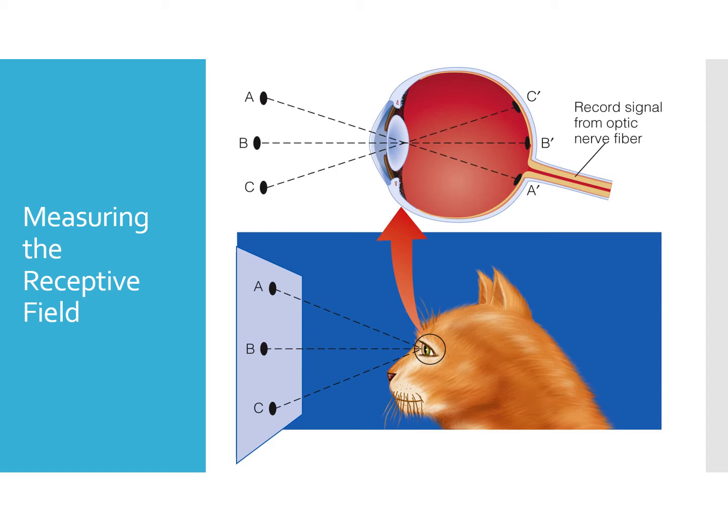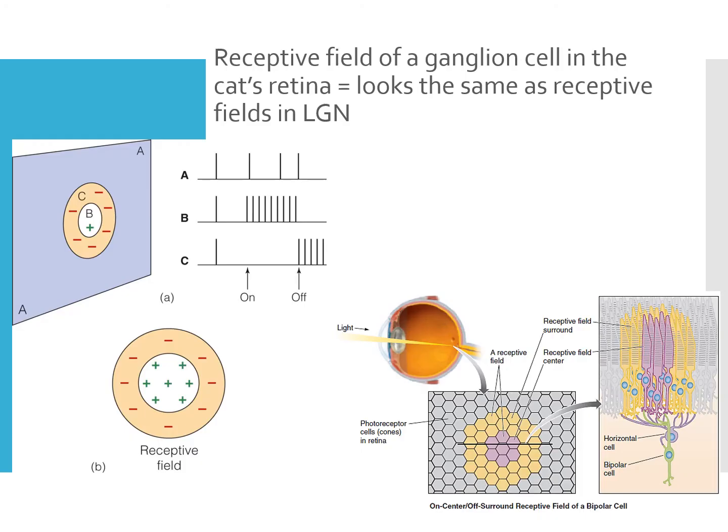The way they did this was they would have a cat, and they would anesthetize the cat so that the eye was still, and then they would show things on a screen. If I'm showing something at the top of the screen at A, that's going to hit the bottom of the retina down at A prime. If I show something in the center at B, it's going to hit at B prime. If I show something down in the lower part of the visual field at C, it's going to hit the top of the retina at C prime.